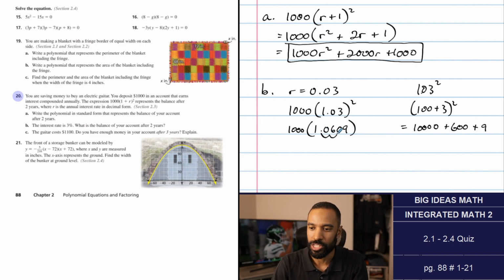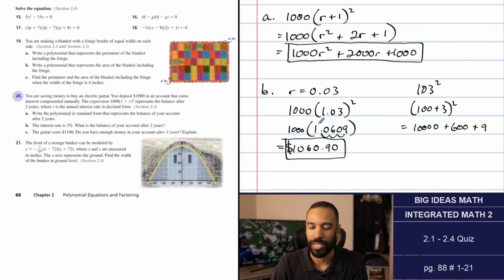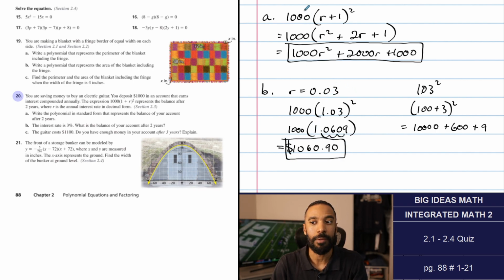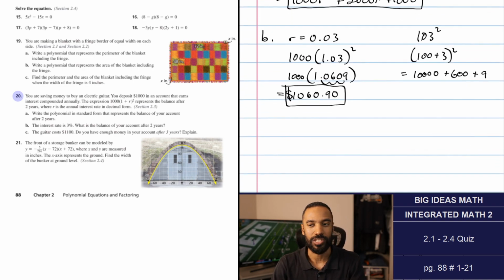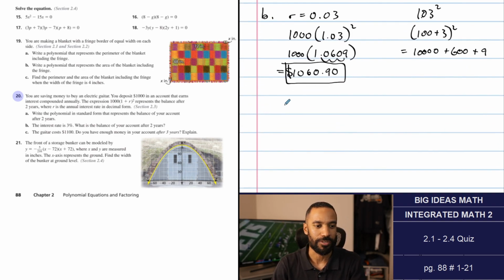So move this 4 decimal places. No, how many for 1,000? Move it 3 decimal places over there, and this will become 1060.9. This is money, so dollars and cents. Woo! I think I did that correctly without a calculator. At least that makes proper sense. It's 3% for only 2 years. So from 1,000 to 1,060, that seems appropriate as far as even the decimal goes.